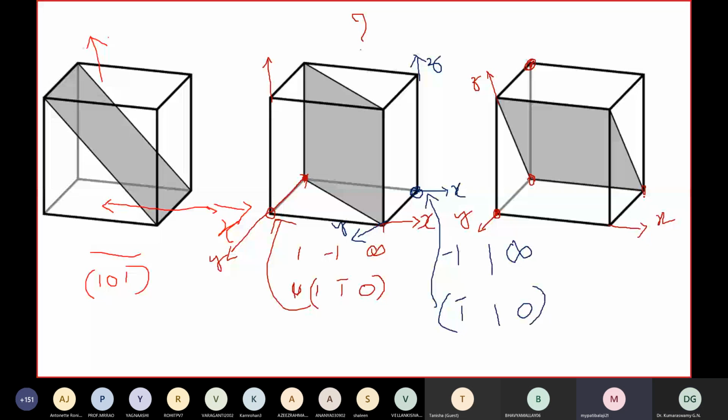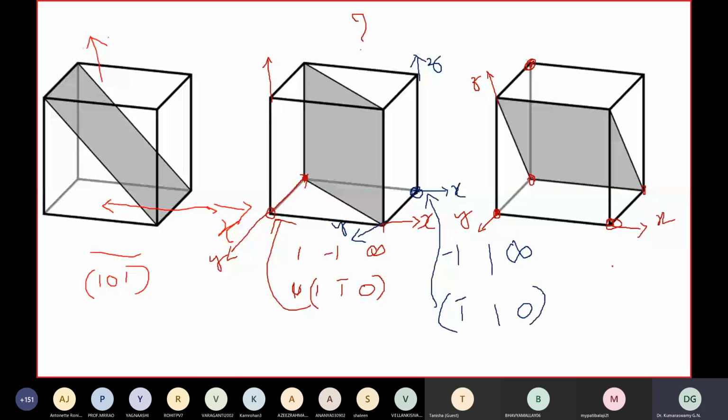This one? No, sir. Front one, sir. This one you can take. Yes, sir. Okay. You can take this one. In that case, y becomes, see, whether you take here or here, it doesn't matter. See, -1 here, -1 here, y. Z is +1, Z is +1. It doesn't matter whether you take here or here, because crystals have symmetry.